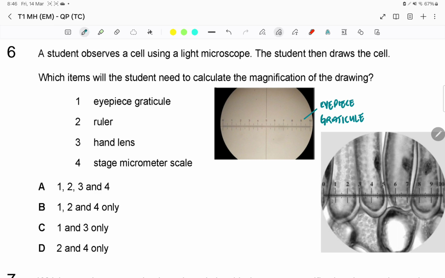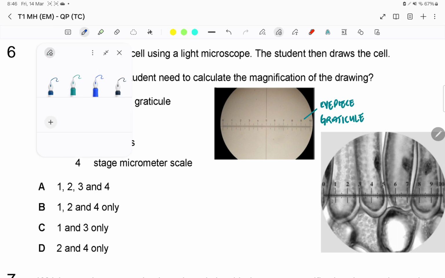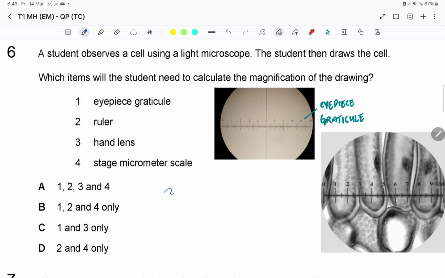So take note. Number 2, because we are going to be calculating the magnification of a drawing, obviously, with the formula, just to recap and to remind everybody that magnification is I over A, right? For the image size, that would be the length of our drawing. So what do we need to measure the length of our drawing? Obviously, in this case, we would need a ruler.